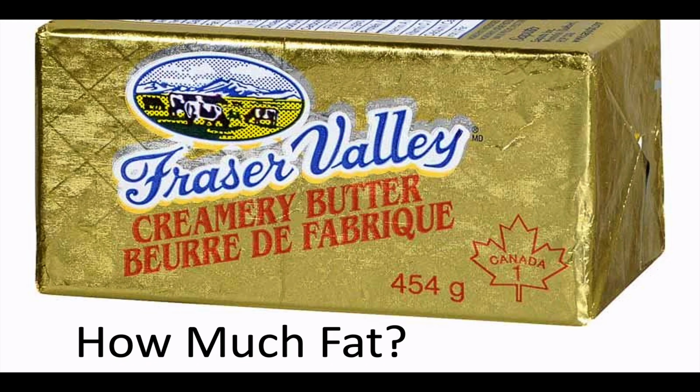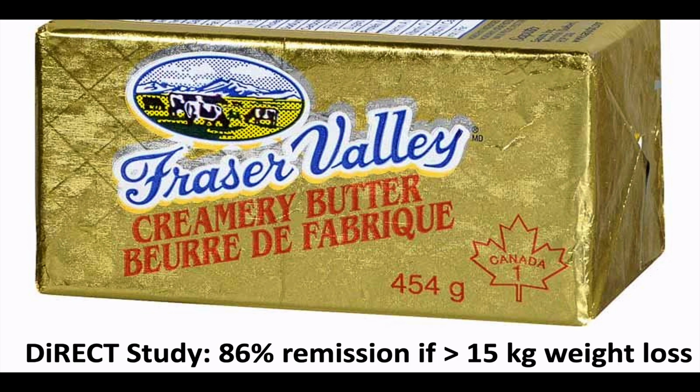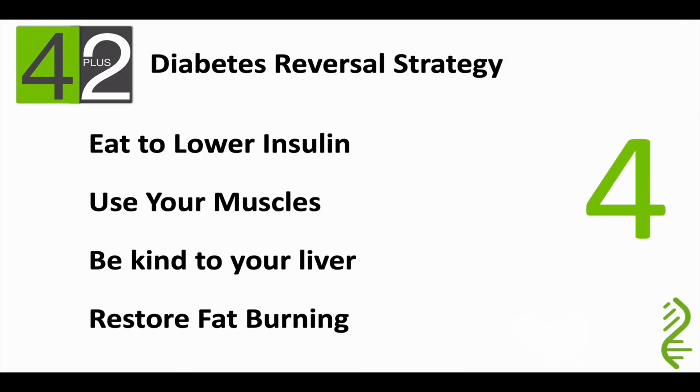And again, that pound is what we want to try to get rid of out of the liver. And it's going to take probably a little bit more than a pound weight loss. So, the DiRECT study, 86% remission if there was greater than 15 kilograms, so over 30 pounds of weight loss. And that's the four. The core part of our diabetes reversal strategy are these four elements. Eat to lower insulin, use your muscles, be kind to your liver, and restore fat burning.